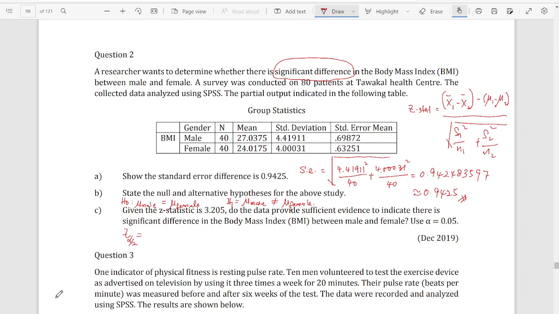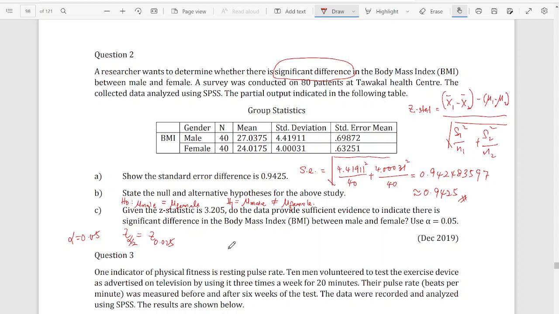Kenapa Z alpha over 2 bukan Z alpha? Sebab kat sini dia adalah two tail. Sebab dia tidak sama dengan. Kalau one tail, Z alpha sahaja, okay, ataupun negative Z alpha. So this one is two tail, so that means you have to find Z of 0.025 with alpha. So in this case, alpha is equal to 0.05, right? So bila alpha 0.05, so divide by 2, you get 0.025.